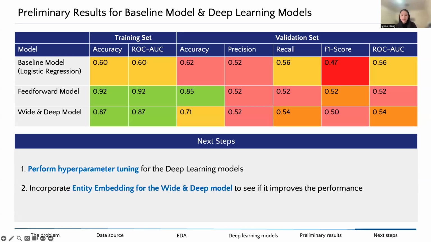Given this, the next steps are to perform hyperparameter tuning for the deep learning models and also incorporate entity embedding for the wide and deep model. This concludes the presentation. Thank you for listening.